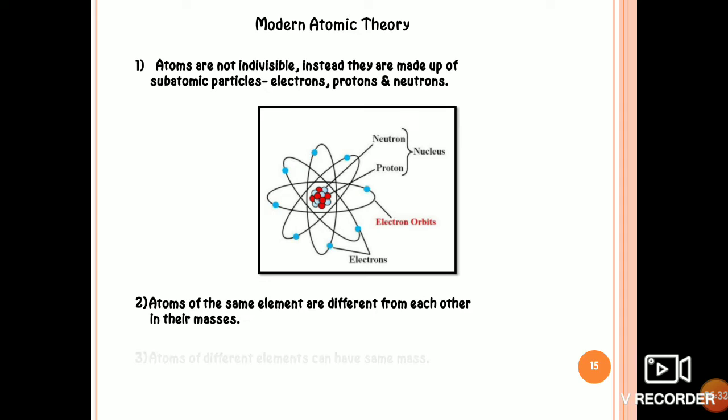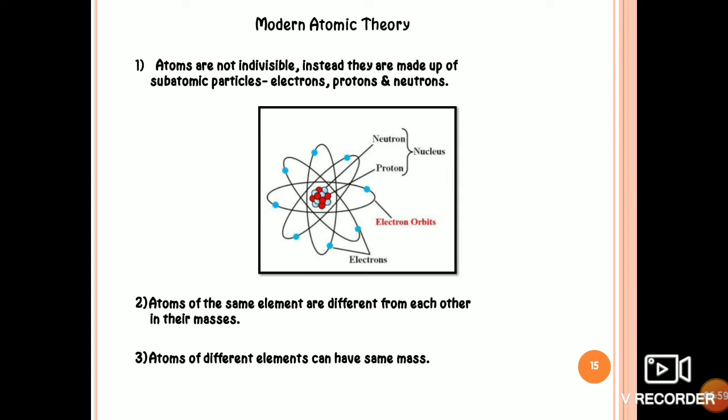And the third is, atoms of different elements can have the same mass. Dalton in his theory said that the atoms of two different elements will have different mass and different properties. But now, according to this theory, the atoms of two different elements may have the same mass though they belong to different elements, which is known as isobars. We'll come back to this topic later.